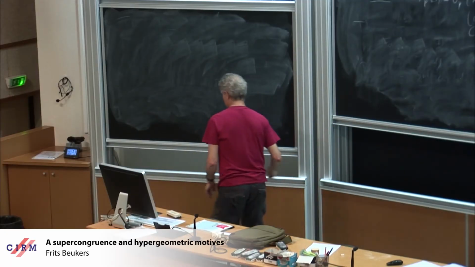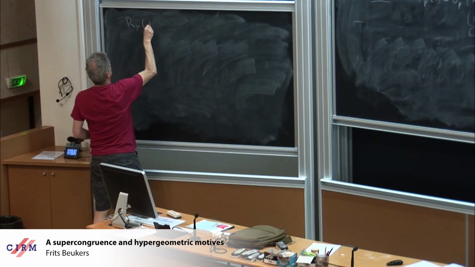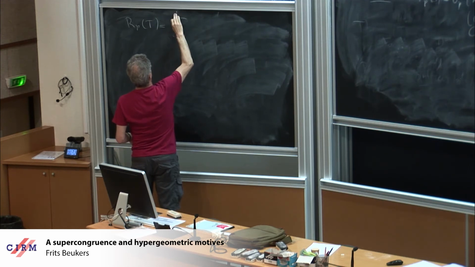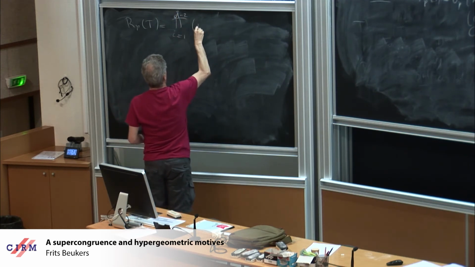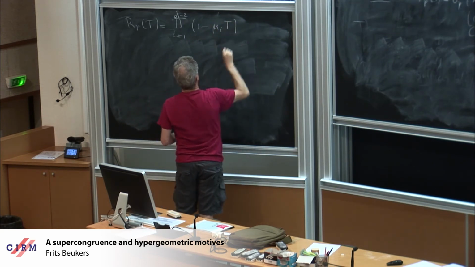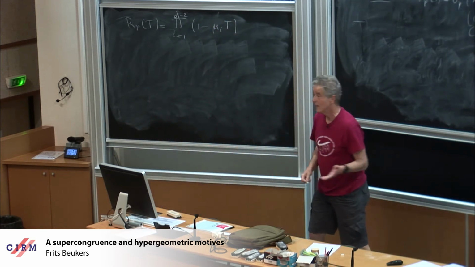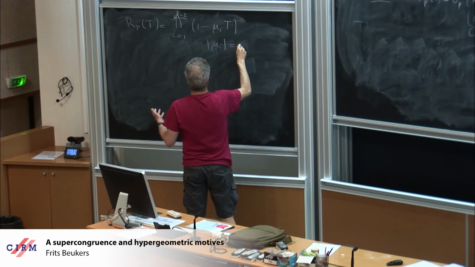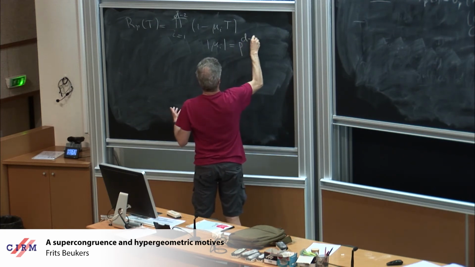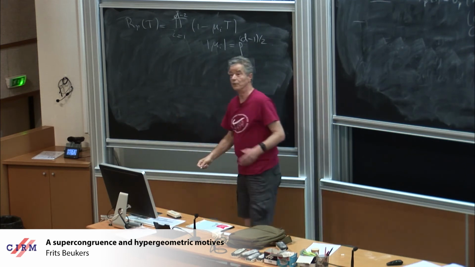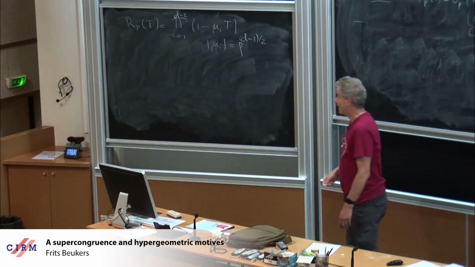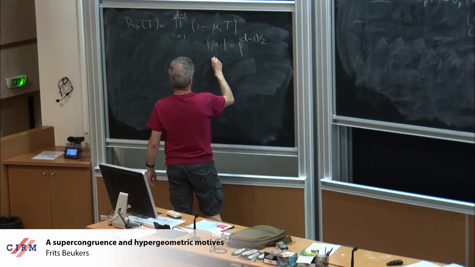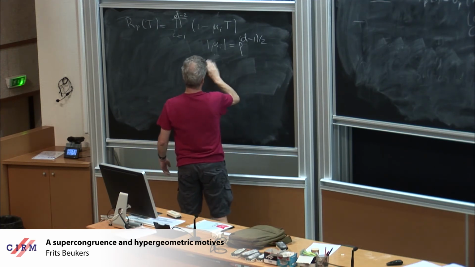So I'm switching boards here. So this R_p of T is going to have a factorization, and I'll write it in this way. It's the product of 1 minus mu_i times T, and the mu_i's are complex numbers, but according to the Weil conjectures, they should all have the same absolute value, and it should be a certain power of p, which turns out to be (d minus 1) over 2. And this d minus 1 is called the weight of this part of the zeta function. It's called the weight.